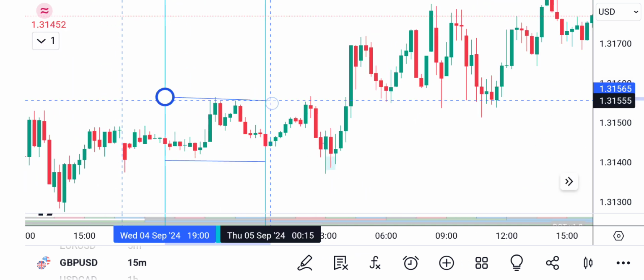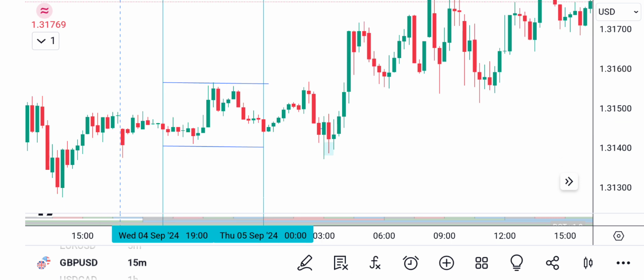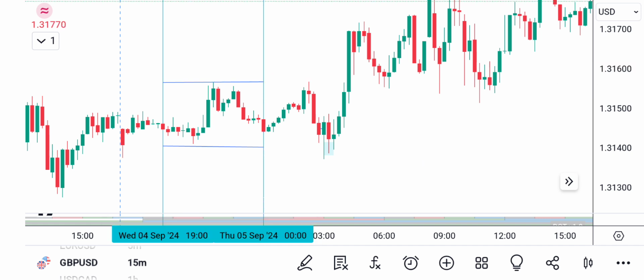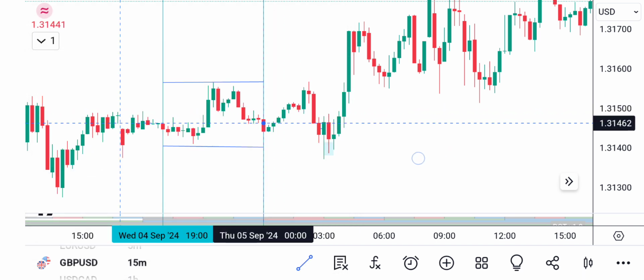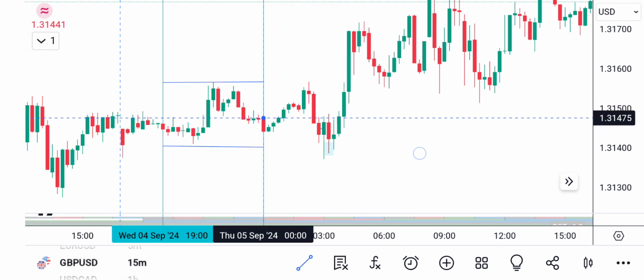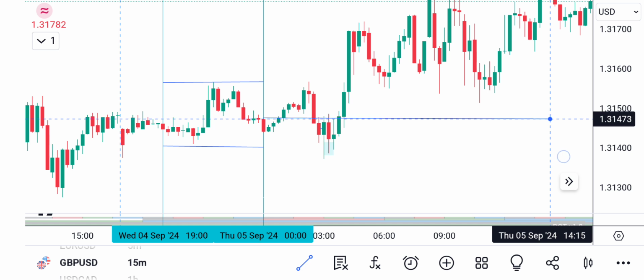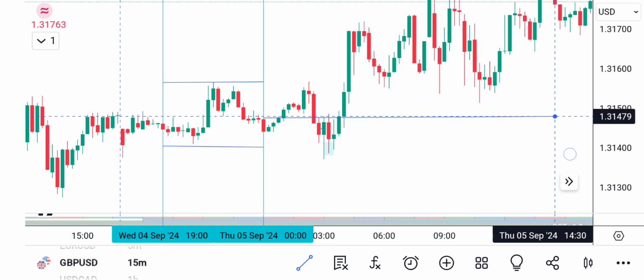Now this is on the 15-minute time frame. So what you want to do is wait. Where is the market going to take out liquidity? Is it going to take out liquidity above here or below here? Now the next thing you want to do is look at the first candle that traded at midnight. Just extend it across till midday for that same day.